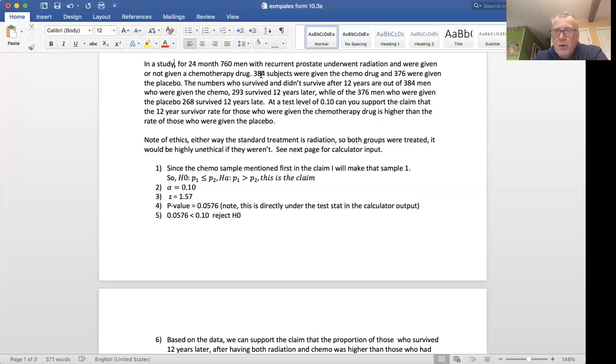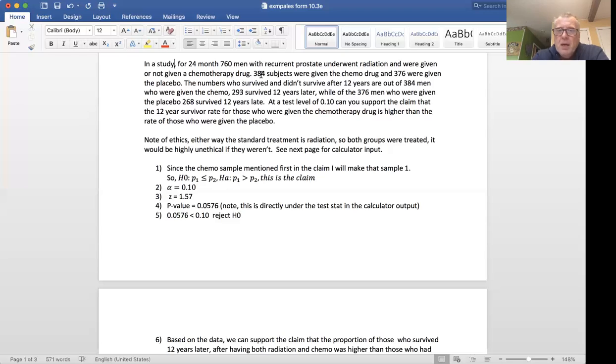Now, note, there are no ethics issues here because both were given the standard treatment. The chemo drug is considered experimental. So the whole idea that, oh, well, one group was not given as much as the other is actually not true. They were both given the standard treatment.